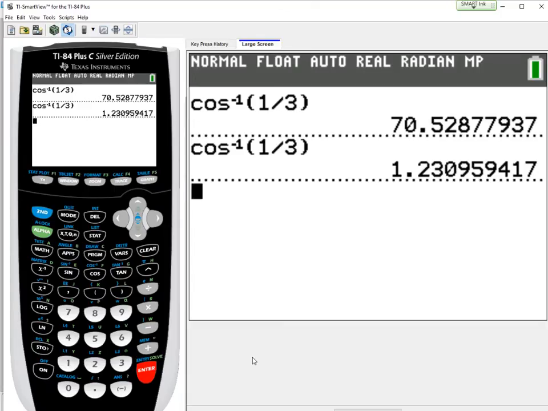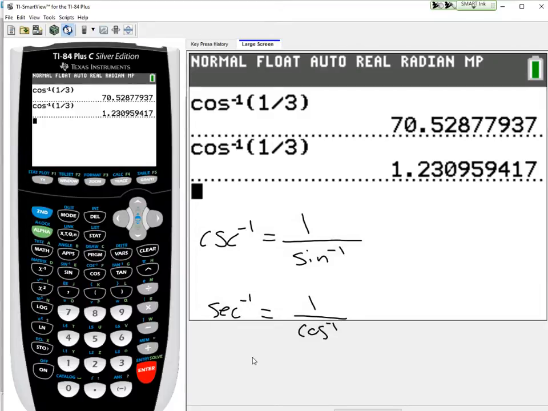And your tangent, your sine, your cosine, and your tangent inverse are all there. What if you need to do secant inverse? Wouldn't you just do 1 divided by... Correct. So if you want to do cosecant inverse, you'll have to do 1 over sine inverse. Secant inverse, you'll have to do 1 over cosine inverse. Those are for the cosecant and the secant.